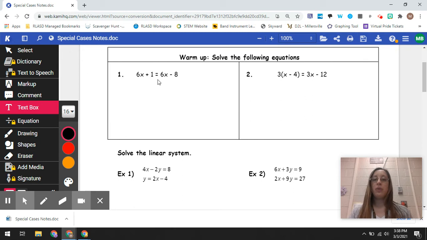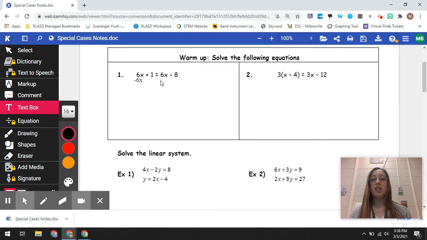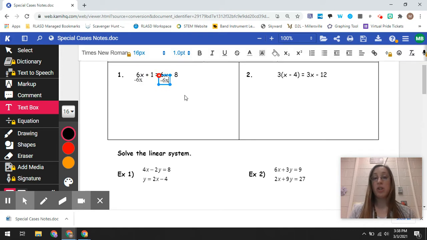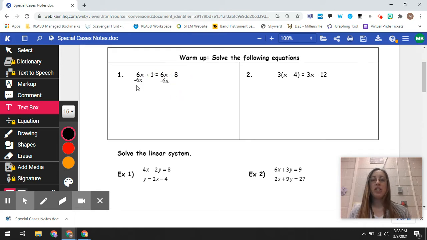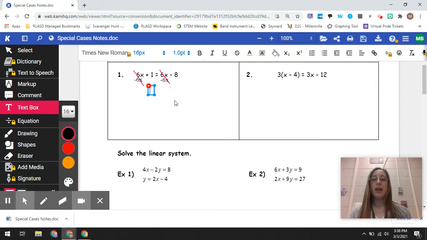So what we're going to do is solve our equation. If you remember from what we did previously, you're supposed to get rid of the variable first by making sure that all of your variables are going to one side of the equation. So when I do that, I'm going to subtract 6x from both sides. This is going to cancel out because it's 6x minus 6x. This is also going to cancel out because it's 6x minus 6x. So then what we are left with is 1. I'm going to bring down my equal sign, and then we have a -8.